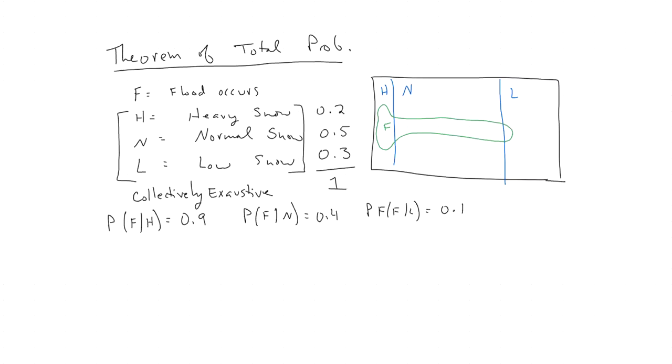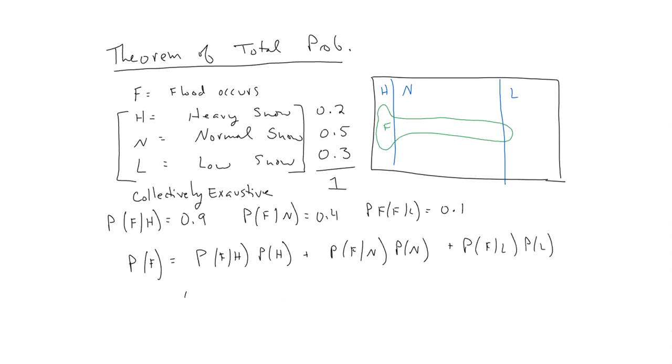Unfortunately, it is time, so I'm not going to be able to fully go through this whole example. But if we want to find the probability of flooding, that's simply going to be the sum of all these conditional probabilities times the probability of them occurring. So the probability of flood given H times the probability of H, plus the probability of flooding given normal times the probability that we have normal, plus the probability of flooding given low times the probability of low.